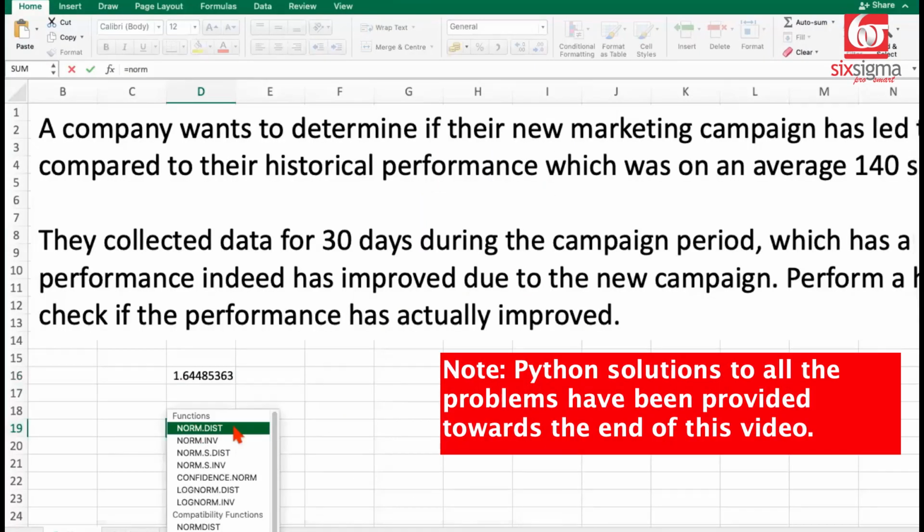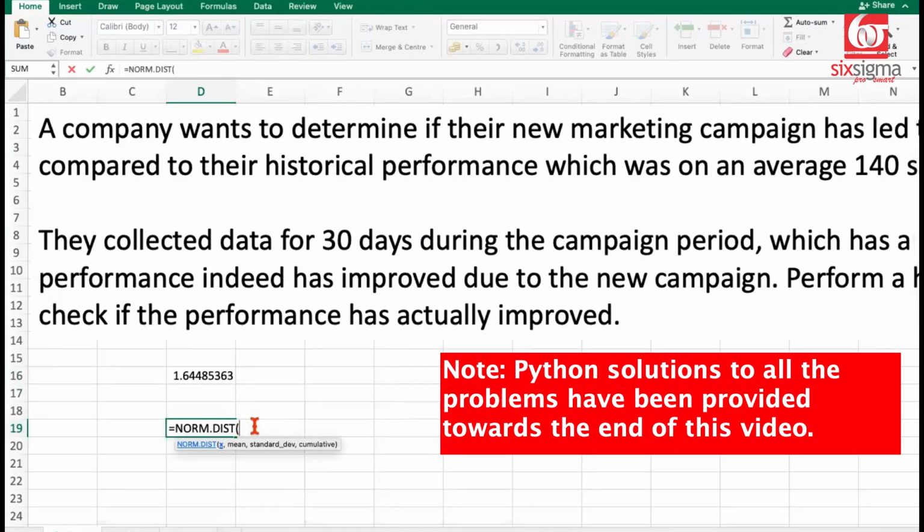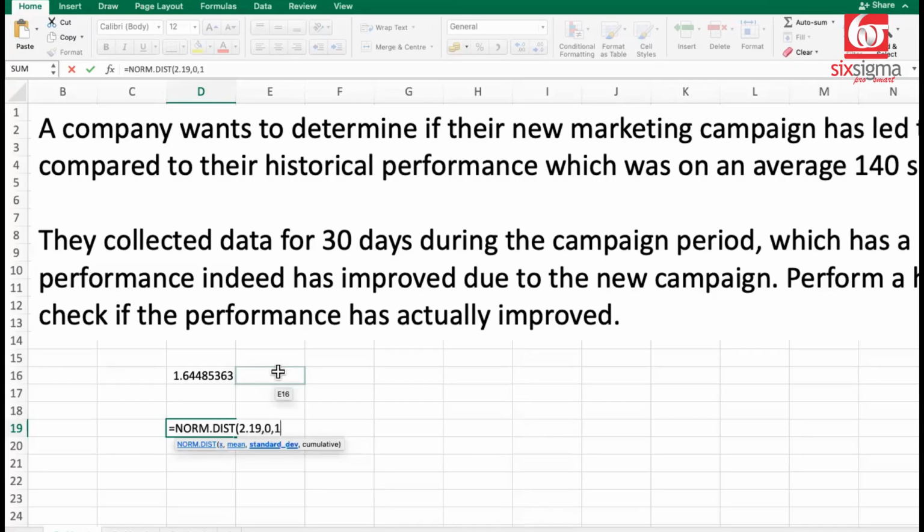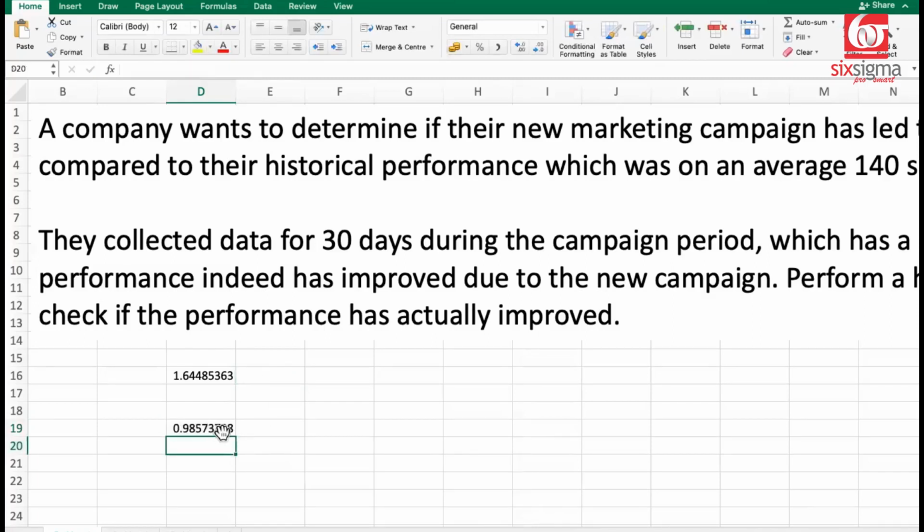This time, we will be using a function called normTest. We have to mention the values here. The value that we are looking for is 2.19. The mean is 0. The standard deviation is 1. And it's always a cumulative calculation. Again, this is something we have explained at length in the normal distribution tutorial. This value comes to 0.985.